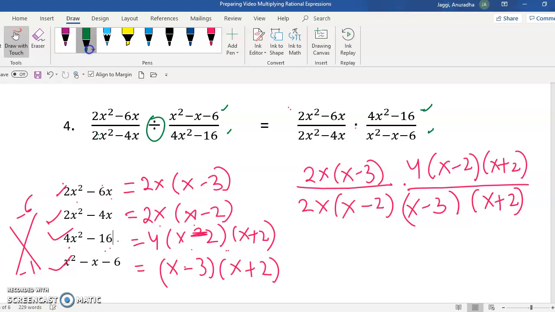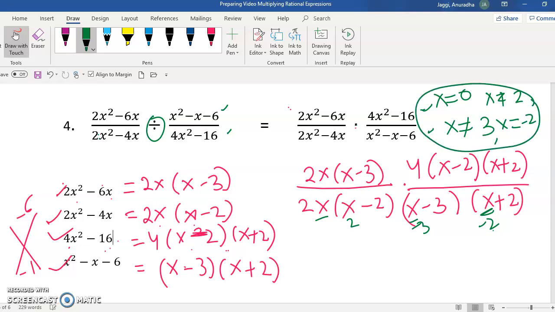Time for putting the restrictions. x cannot be equal to 0. x cannot be equal to positive 2. x cannot be equal to 3 because 3 minus 3 is 0, and x cannot be equal to -2, because -2 plus 2 is 0. So x cannot be equal to -2. So these are the restrictions.